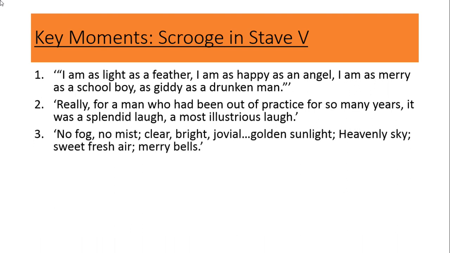And then again we have this third genius moment from Dickens. If you remember at the start of the novella, we have that thick fog. Many of you saw that the fog could be a metaphor at the start of the novella for the great plight of poverty and also of the industrial era that took over everyone's lives in inner London. Now here we have the negation of that setting. No fog, no mist. What do we have instead? Clear, bright, jovial, golden sunlight, heavenly sky, sweet, fresh air, merry bells. So this is a very packed description, using pathetic fallacy here with the weather mirrors the emotions of the protagonist.